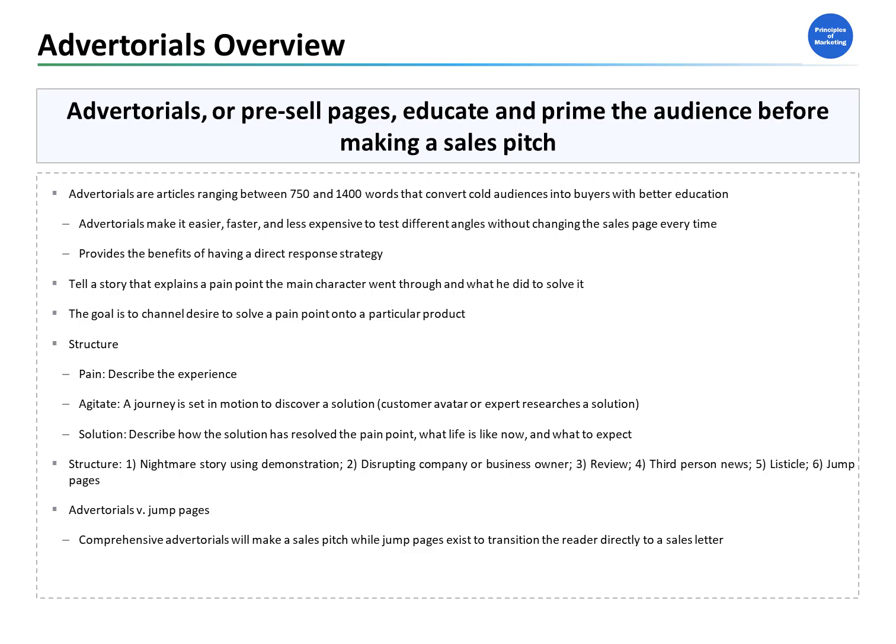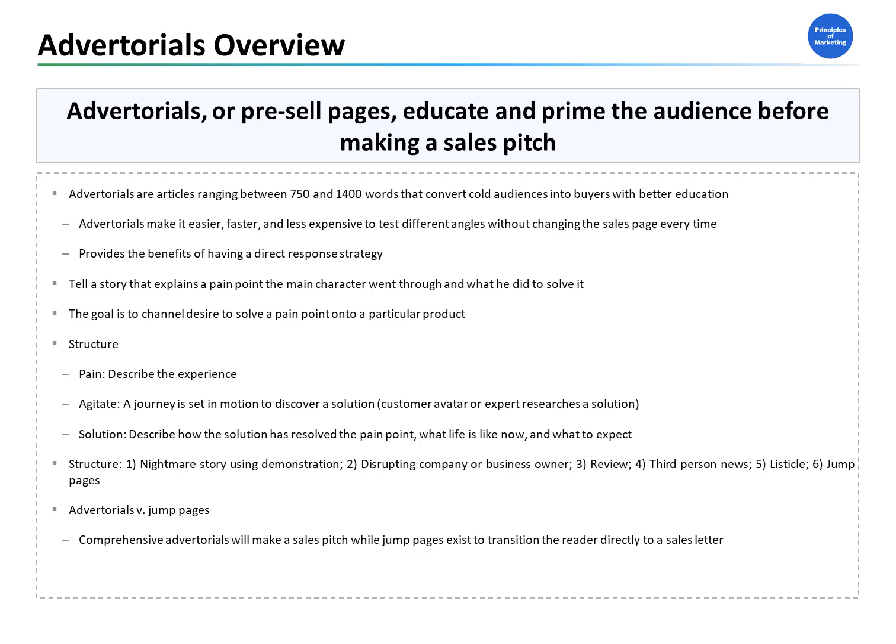And so a lot of advertorials are formatted as news stories or news articles. And so they don't even look like somebody's trying to sell something. They're usually articles ranging between 750 and 1,400 words, and they convert cold audiences into buyers with basically better education.